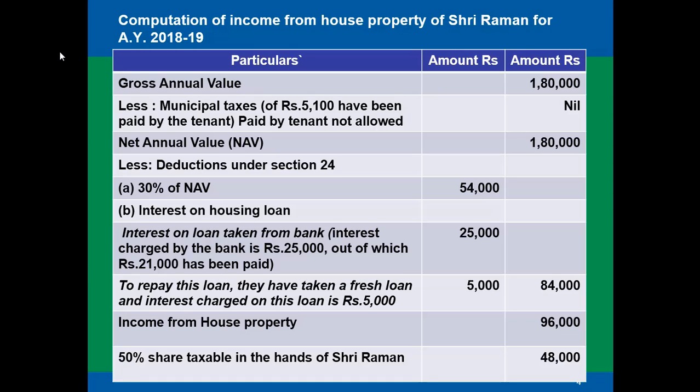So the income from house property will be 1,80,000 minus 84,000, so that will be 96,000. So income from house property will be rupees 96,000. Since 50% of the house is owned by Raman, 50% share will be taxable in the hands of Shri Raman. So that will come to 48,000.